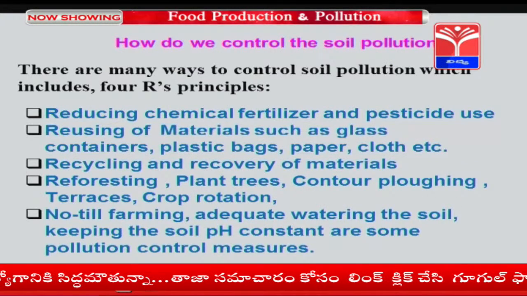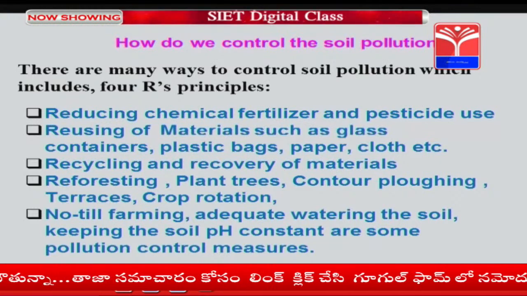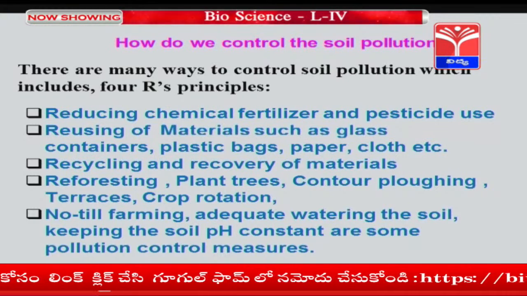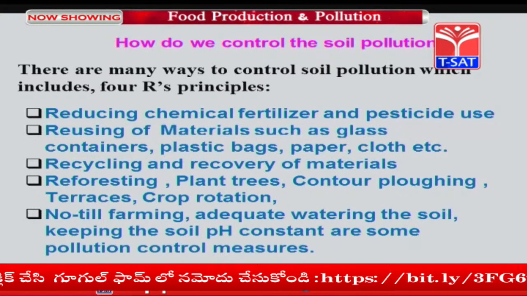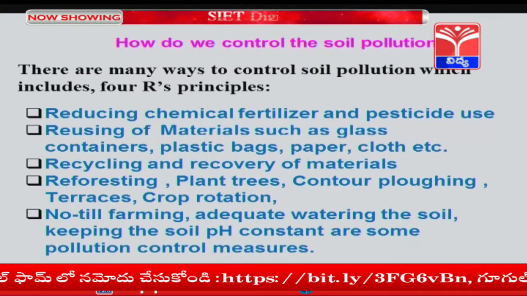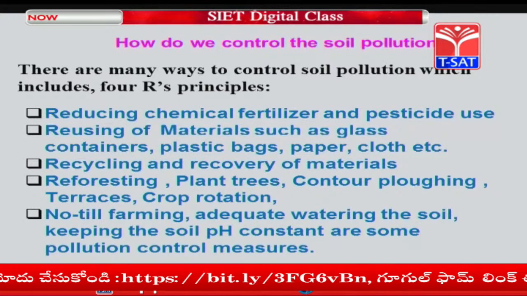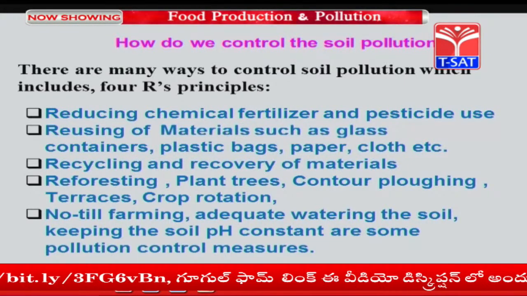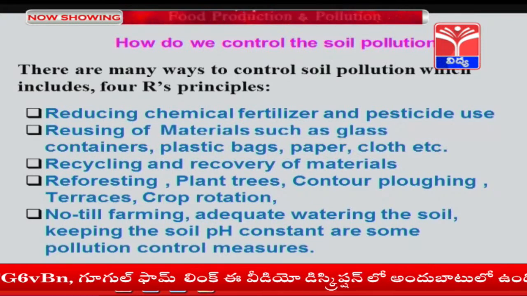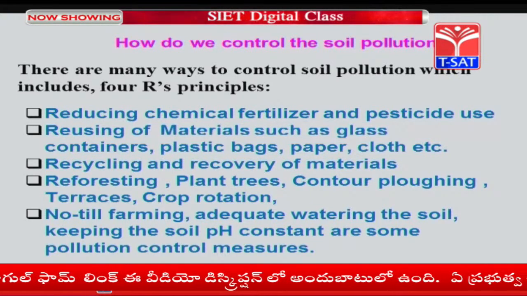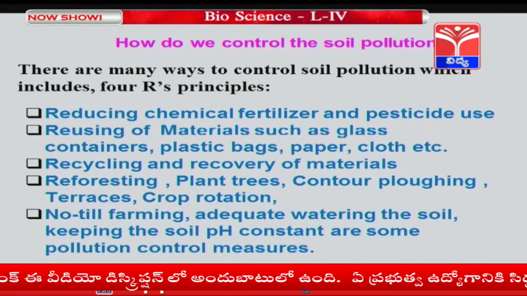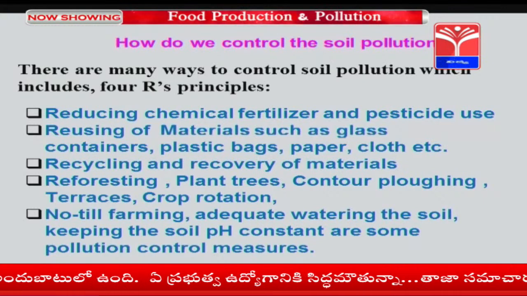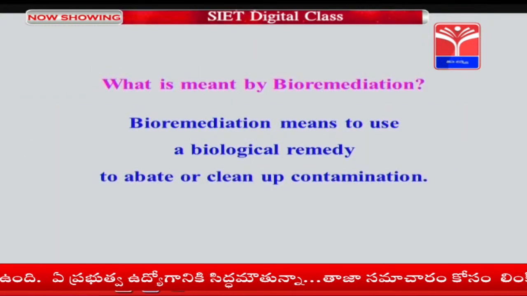There are many ways to control soil pollution, which include the 4 R's principle: reducing chemical fertilizer and pesticide use, reusing materials such as glass, containers, plastic bags, paper, cloth, etc., recycling and recovery of materials, reforesting, planting trees, contour ploughing, terraces, crop rotation, and no-till farming, adequate watering of the soil, keeping the soil pH constant, or some other pollution control measures.